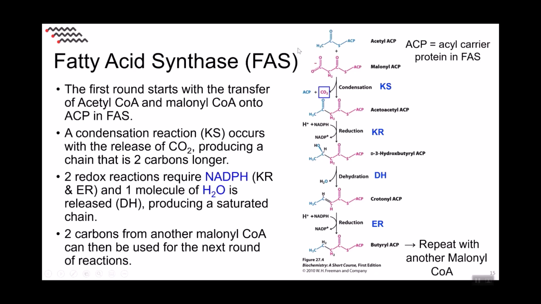So starting at the top, our 4-carbon butyryl ACP will replace acetyl ACP, and a new malonyl ACP will have a CO2 molecule on it to allow for the decarboxylation and the condensation of the 2 carbons from the next malonyl-CoA onto the growing chain. We'll then get rid of the ketone group that was on butyryl-CoA to form a saturated chain.